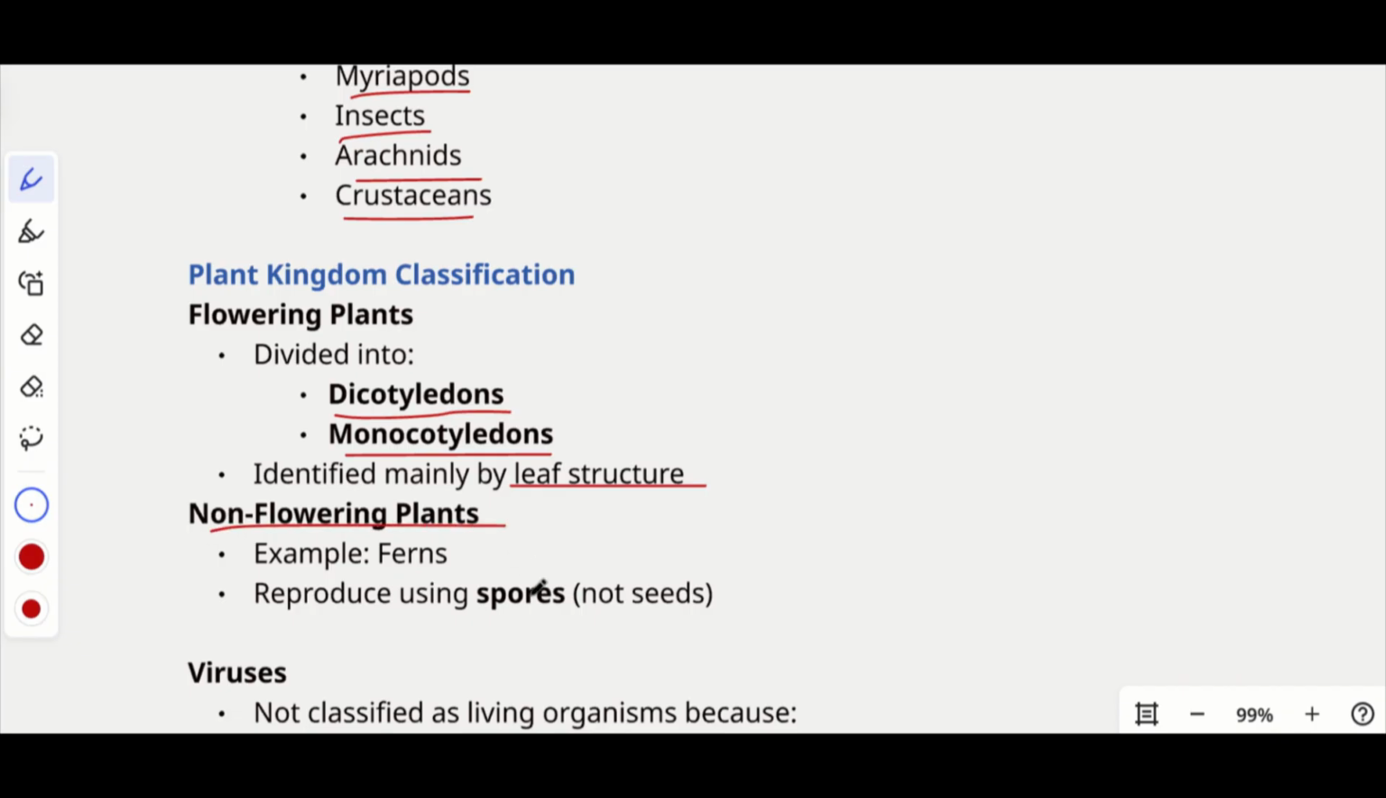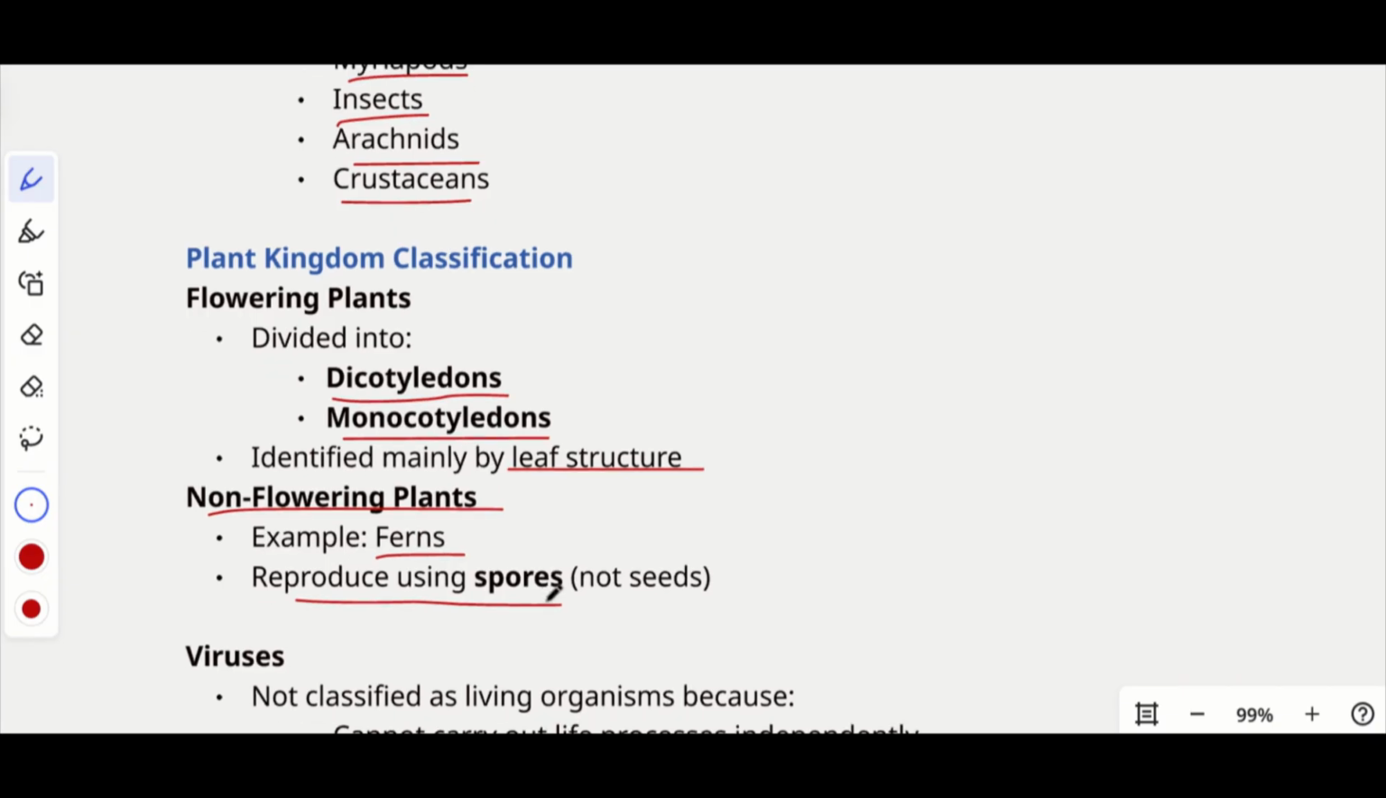And what about non-flowering plants, like ferns? These plants do not produce seeds. Instead, they reproduce using spores. Usually, how do flowering plants reproduce? They have male and female parts, like the anther and the ovule, and reproduce through seed formation, germination, etc. In non-flowering plants, they use spores.